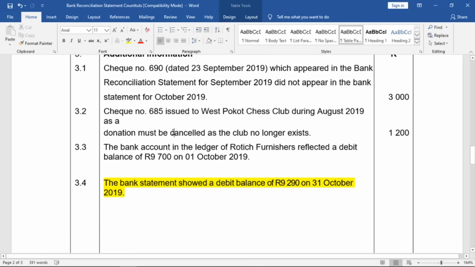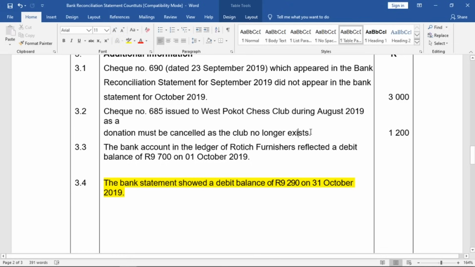But remember, when we gave it in as a donation, where did we record it? We recorded it in our books that we gave out the check for 1,200. Only if it was cashed in, it should have appeared in the bank statement. But since we are told it must be cancelled, that means it was not cashed in. So we don't have to touch the bank reconciliation statement.